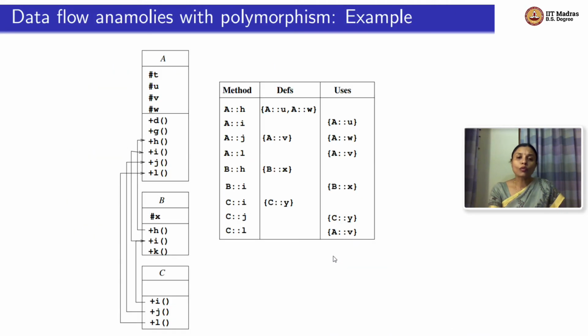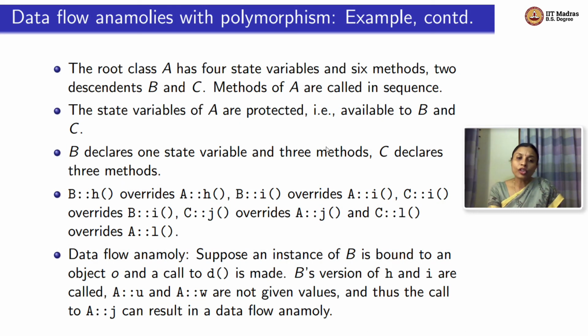Suppose the object O was bound to an instance of C, then similarly some other data flow anomalies can happen. Whereas if the object O was bound to an instance of A, then maybe the definitions and uses will correctly happen. So we don't know which version of the polymorphic method will run. And because of that, certain definitions and uses that we might expect might not exist at all. So this becomes a big issue when it comes to object-oriented testing.